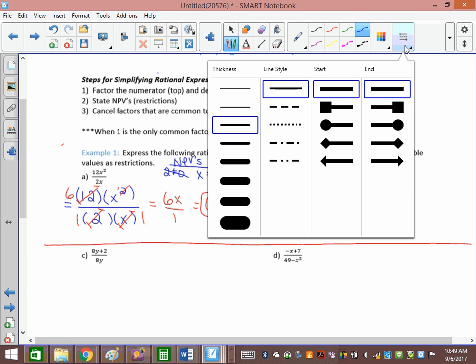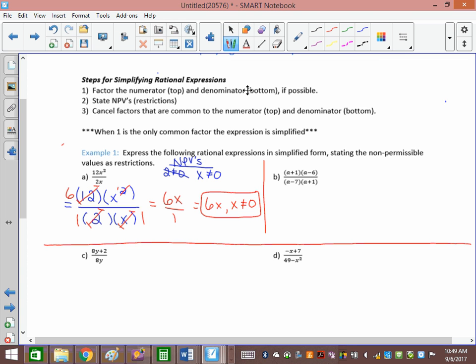B. So GCF or difference of squares if I can, but these are already nicely put in brackets. If you get something like this on the diploma, you should be doing cartwheels. You should be so excited because they've nicely broken it down for you. So I have a minus 7 and a plus 1 in the denominator.